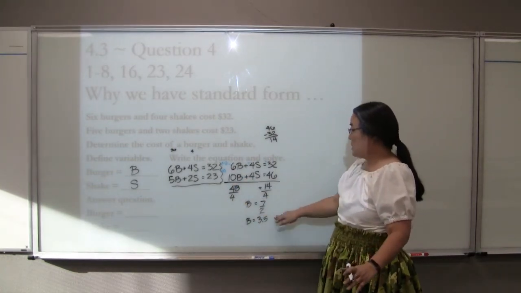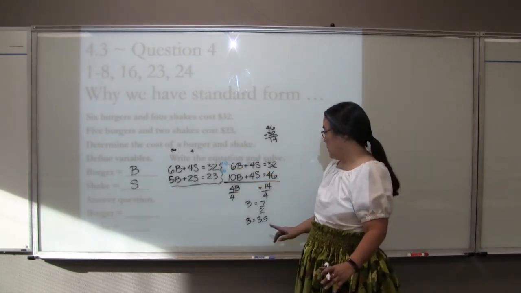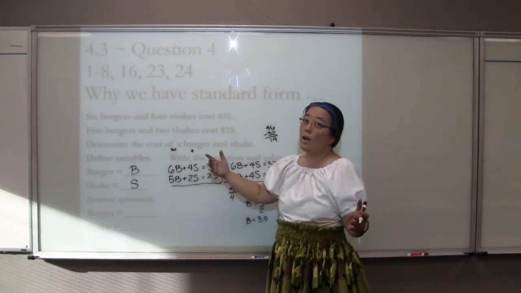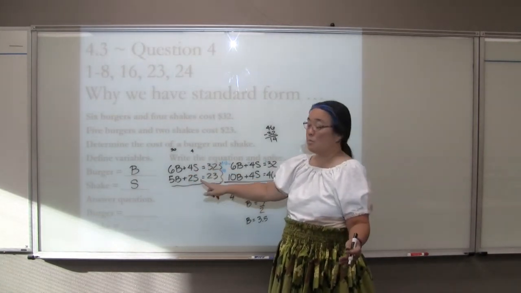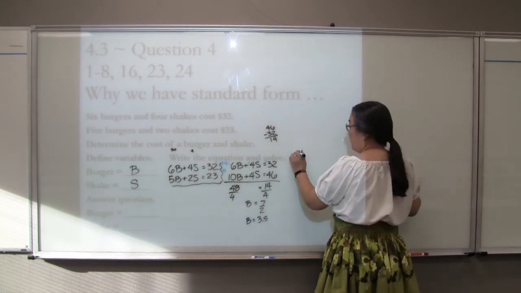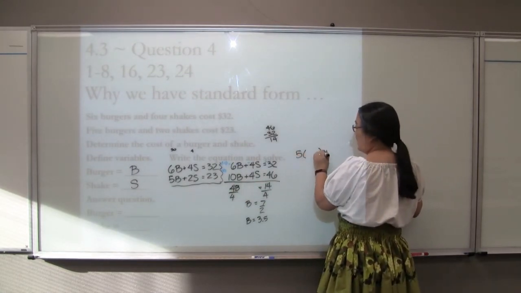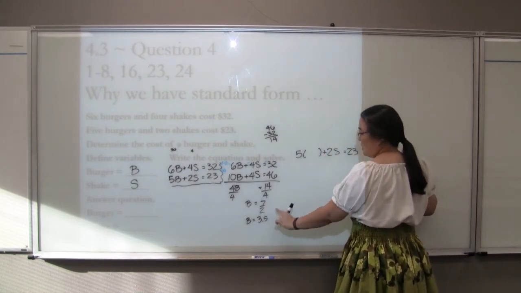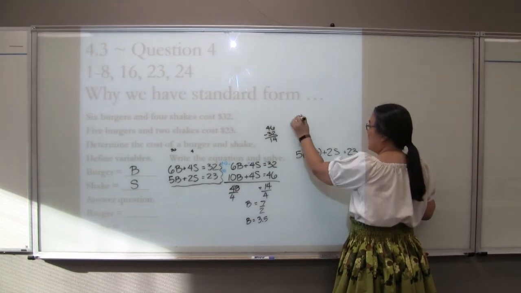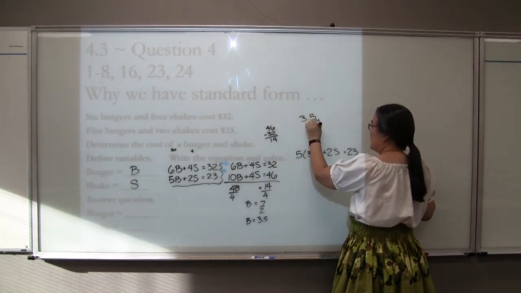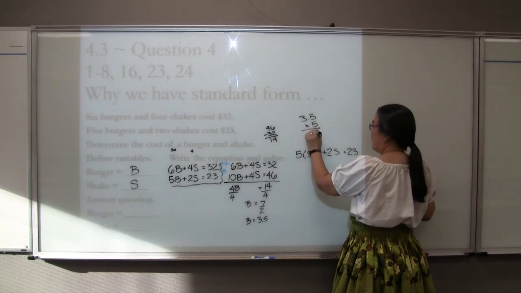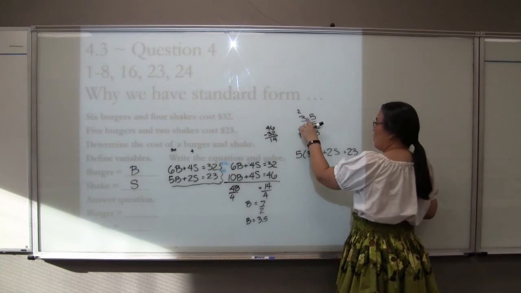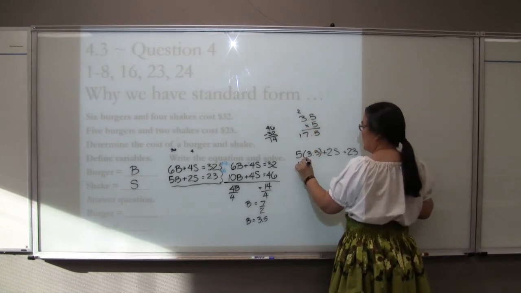Now, I have to take my burgers and plug it into one of these equations. I'm going to pick this one because I'd rather divide by 2 than by 4. But remember, it doesn't matter which equation you pick because math. All right, 5 burgers and 2 shakes costs $23. Our burgers are $3.50. $3.50 times 5 is $17.50. One decimal in the question, one decimal in the answer.